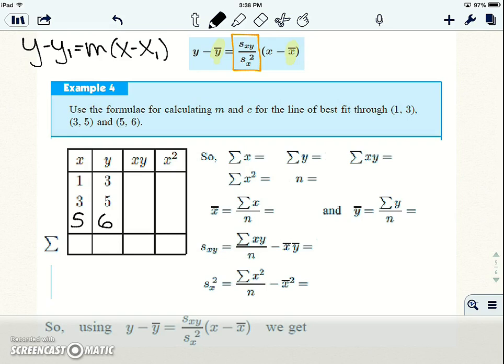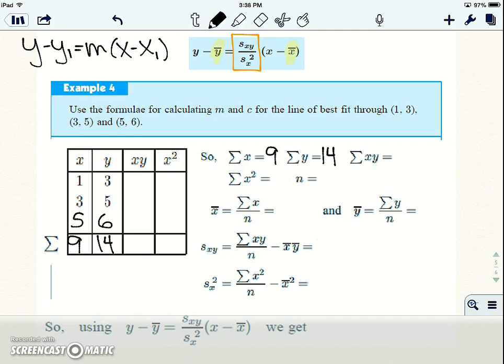So 1 plus 3 is 4, plus 5 is 9. We have 3 plus 5 is 8, plus 6 is 14. Okay, and then you can go over here. That means the sum of all the x values was 9. The sum of all the y values was 14. You will need all of this on your homework. I can't say it again.